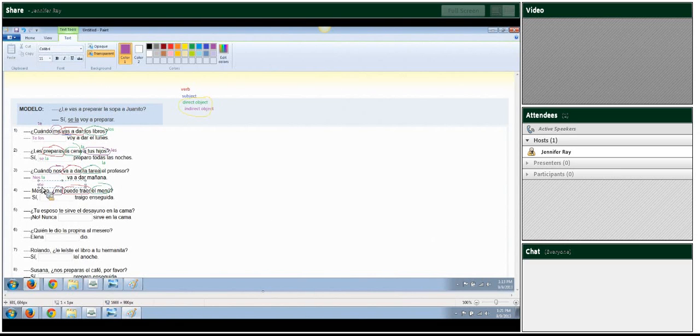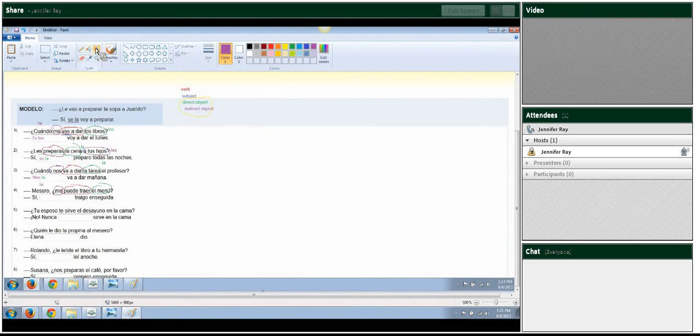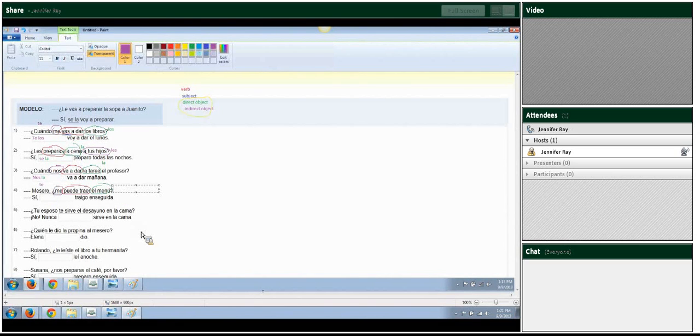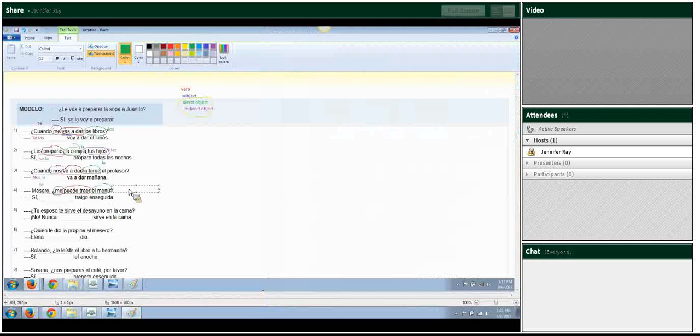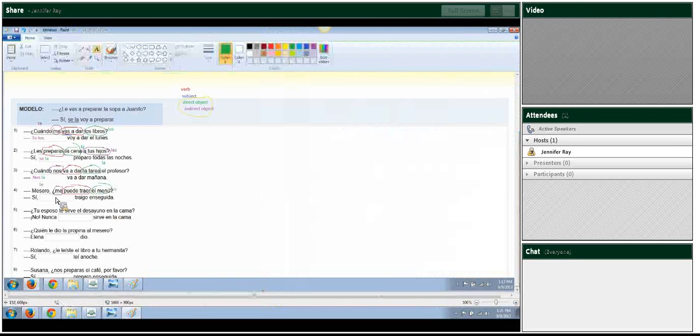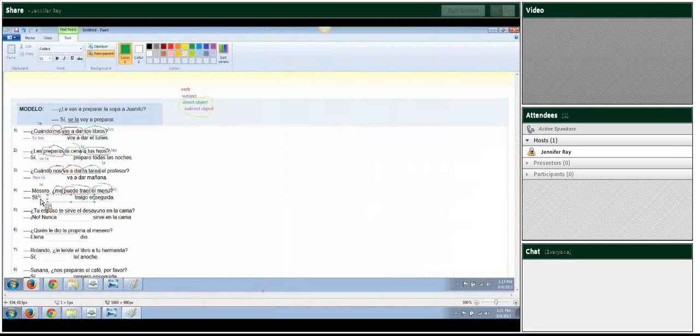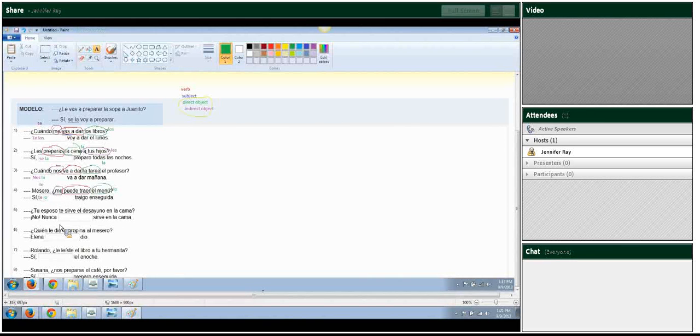Okay, and for menu, the "it" that you would want, if you look back at your text, for menu would be "lo." And remember, purple goes first, so you'd say "te lo traigo enseguida."